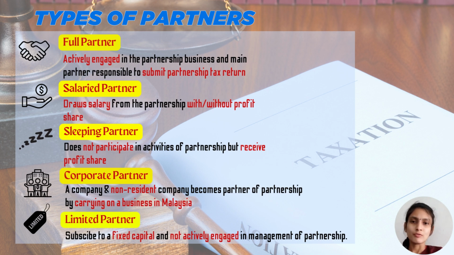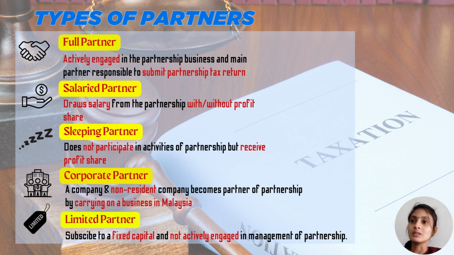Okay? So of course, a partnership will be formed with partners, right? So let's look at the types of partners now. As you can see in the slide, we have listed five types of partners. First is the full partner. A full partner is the person who actively engages in the partnership business, and that person is responsible for submitting the partnership tax return.